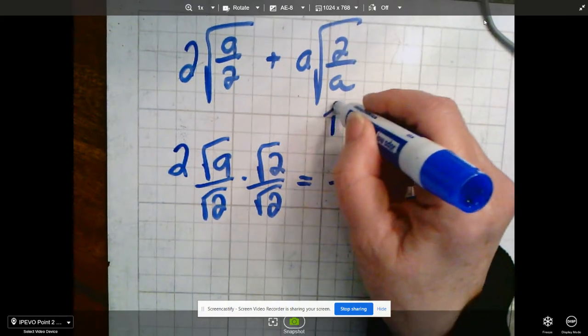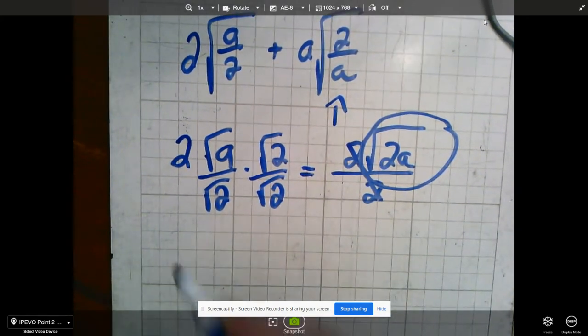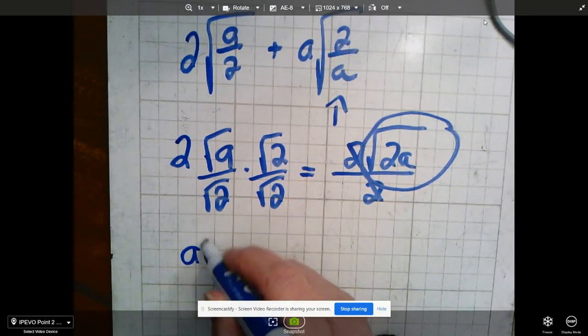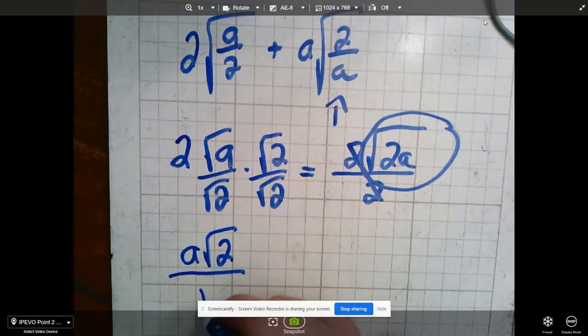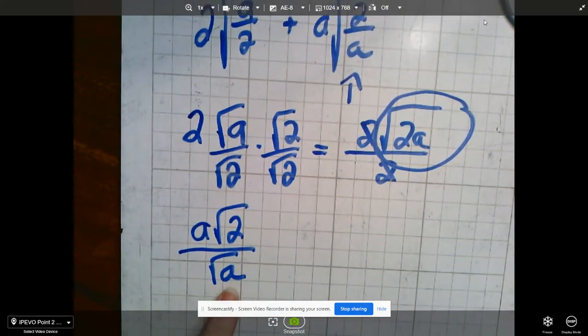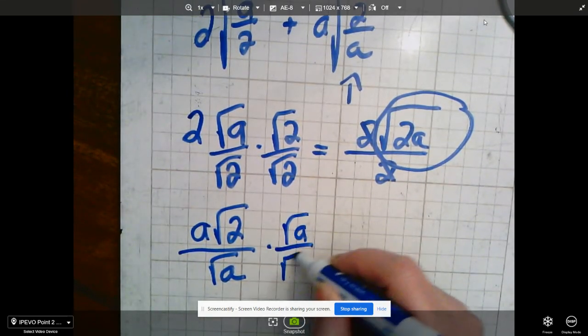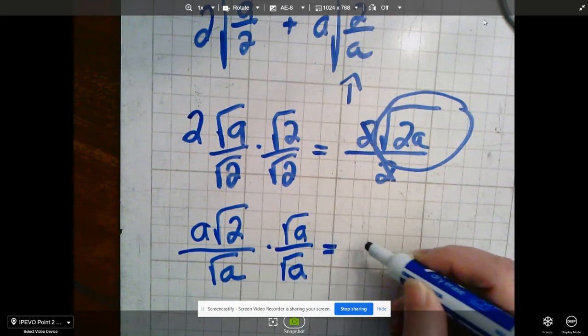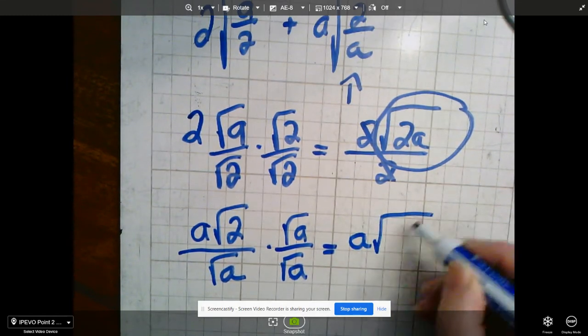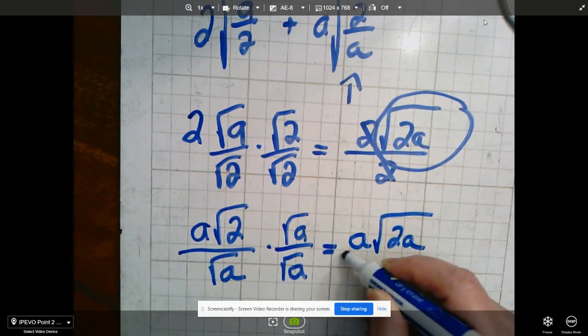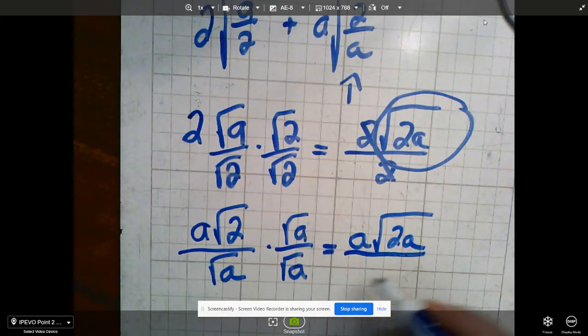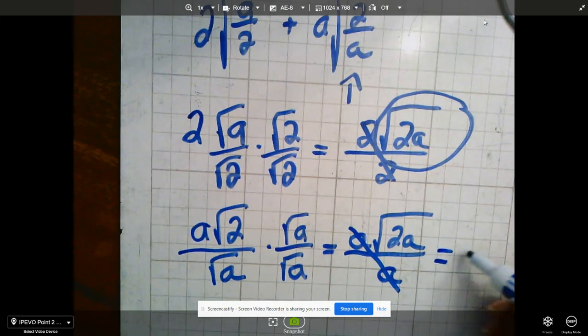So let's do now the same thing with this one. So I have a square root of 2 all over the square root of a. Now, to rationalize this denominator, I'm going to multiply by the square root of a over the square root of a. And that'll give me a times the square root of 2a. And the square root of a times the square root of a is just a. And then my a's will cross out, and I'm left with the square root of 2a.